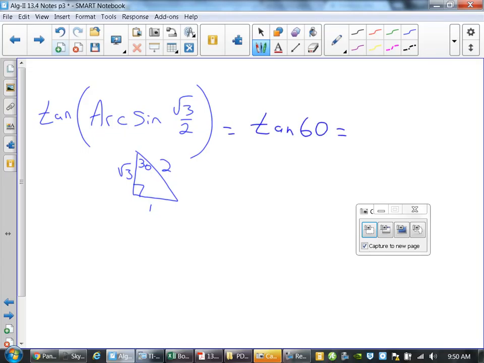And what's the tangent of 60? √3/1, √3. It's a composite. Work the inside out. It looks a lot worse than it is because, again, we haven't seen this. This is a pre-calc thing.